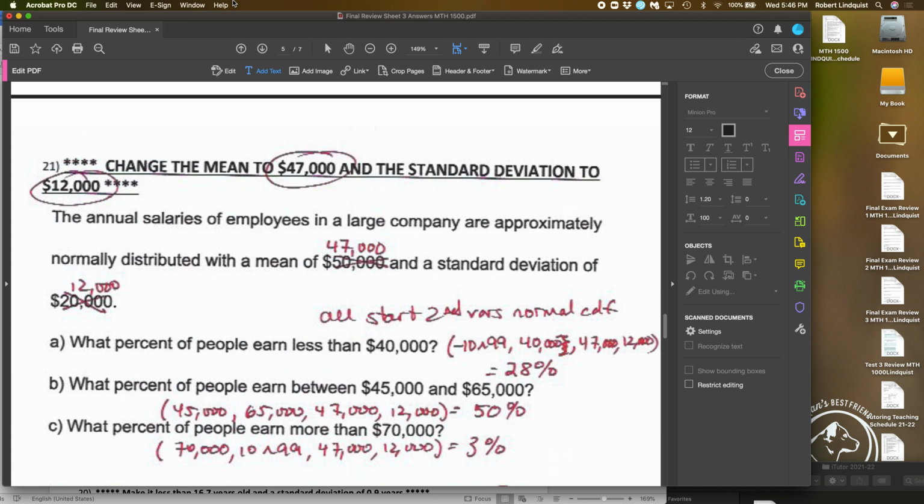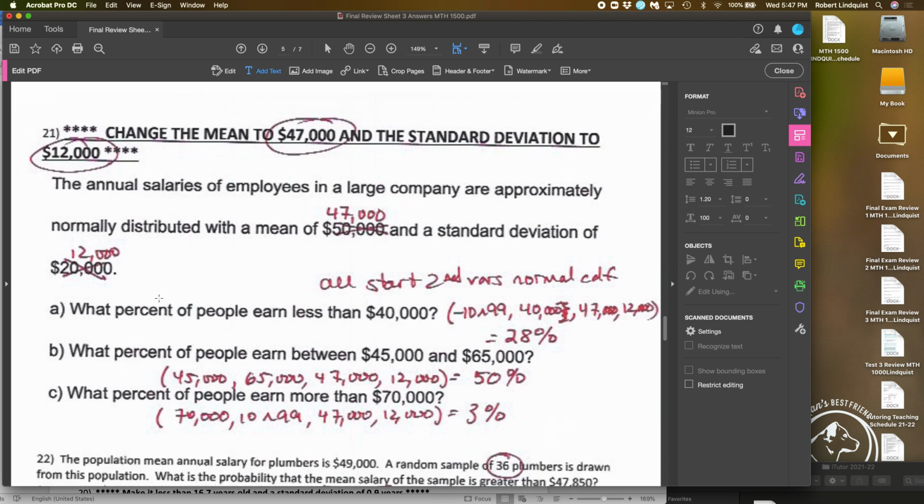The first question, we want to change the mean to 47,000 and the standard deviation to 12,000. It says the annual salaries of employees in a large company are approximately normally distributed with a mean of 47,000, so we changed it to that, and a standard deviation of 12,000. What percent of the people? All of these are normal CDF functions in the calculator, so they all start with second VARS, normal CDF. The question is, what do you put in there?